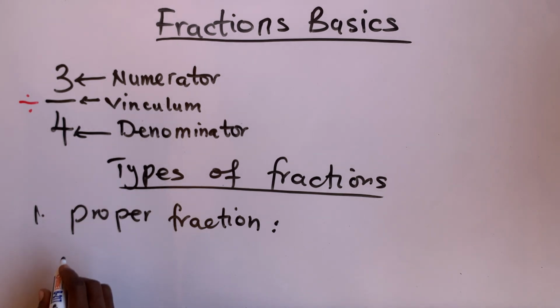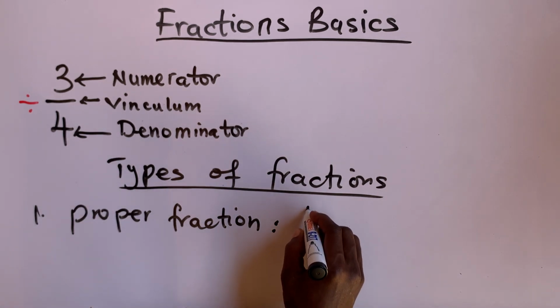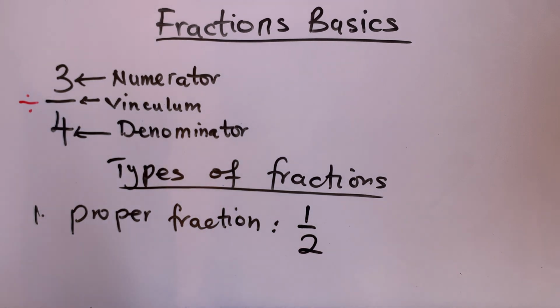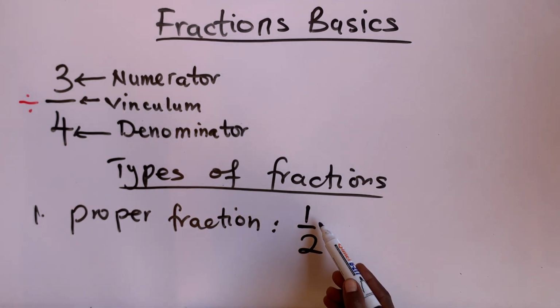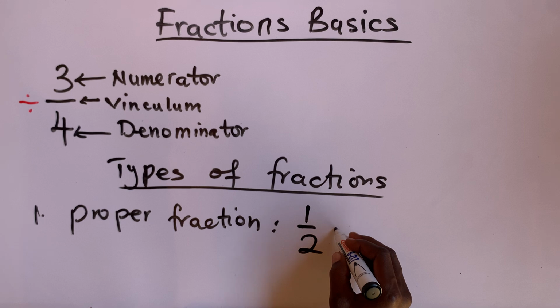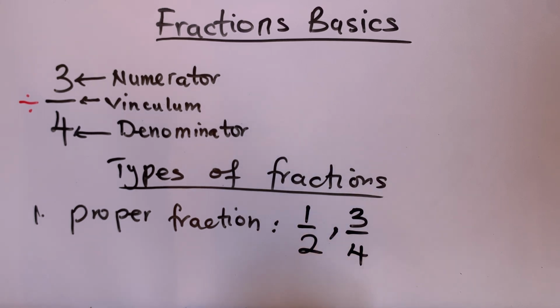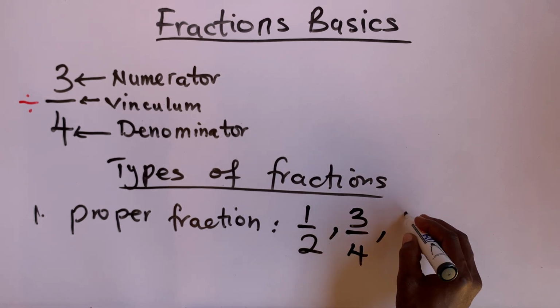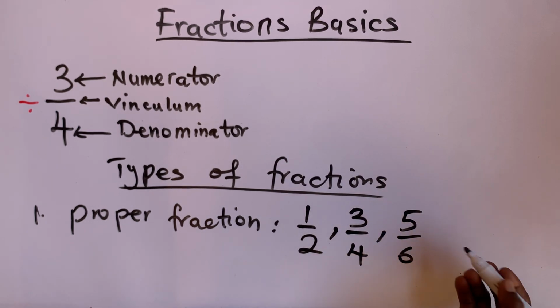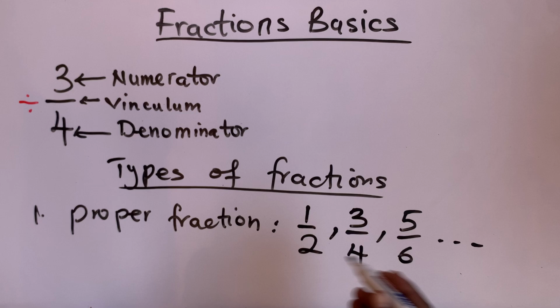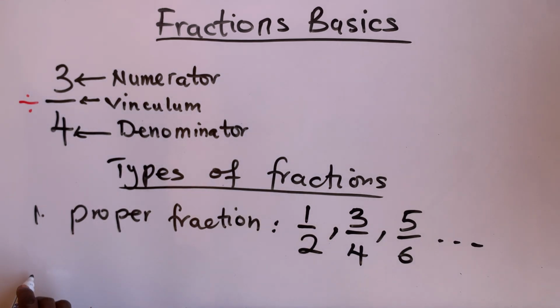So the first one we can have is 1/2, whereby the numerator is smaller than the denominator. We can also have 3/4. We can have 5/6, and so on. So we call fractions which have the numerator smaller than the denominator proper fractions.